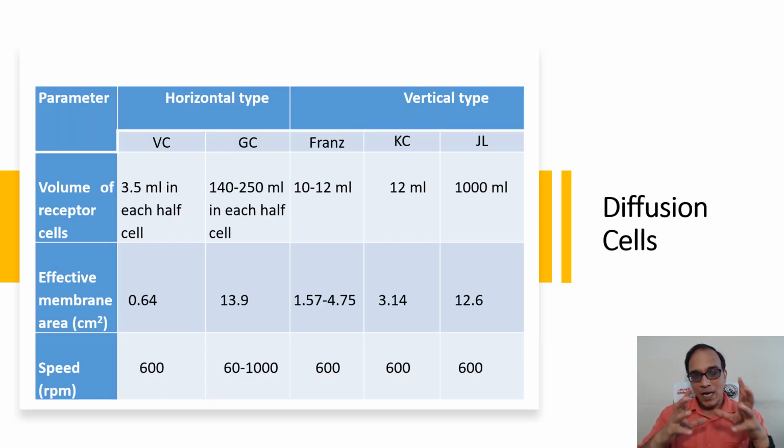Now this is the compiled version of all the types of diffusion cells. Depending on the volume of receptor cell, effective membrane area and speed, we have compiled the horizontal type and vertical type. In horizontal type, Valia-Chien cell and Ghan-Chin cell; in vertical, Franz cell, KC vertical, and JL vertical. In Valia-Chien cell, volume of receptor cell is 3.5 ml in each half cell, while in Ghan-Chin cell it is a little bit more, 140 to 250 ml in each half cell. It's a bigger one. In Franz, 10 to 12 ml, KC 12 ml, Java Lordy 1000 ml as the jar capacity of the dissolution apparatus. Effective membrane area is 0.64, 13.9, 1.57 to 4.75, 3.14 and 12.6 cm² for the respective cells. In the speed, generally all have 600 rpm, except in Ghan-Chin cell, which we can vary, 60 to 1000. However, speed can be varied in any diffusion apparatus, but in general it is kept at 600 rpm.